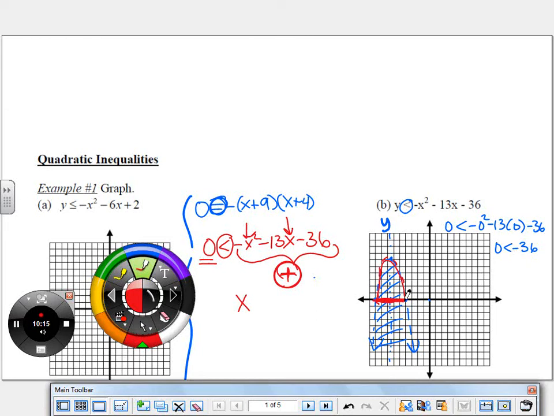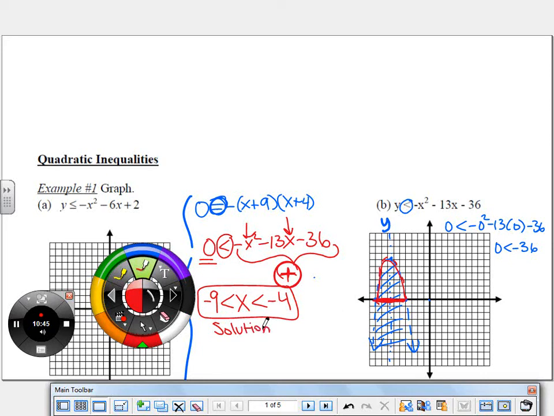Now, am I allowed to include -4 and -9? What happens when we plug in -4? We get 0. Is 0 greater than 0? No. So because they didn't include the equal to, am I going to include -4 and -9 as my solutions? No. So I'm going to say that x is, as long as it's sandwiched between -9 and -4, that these would be my solutions.